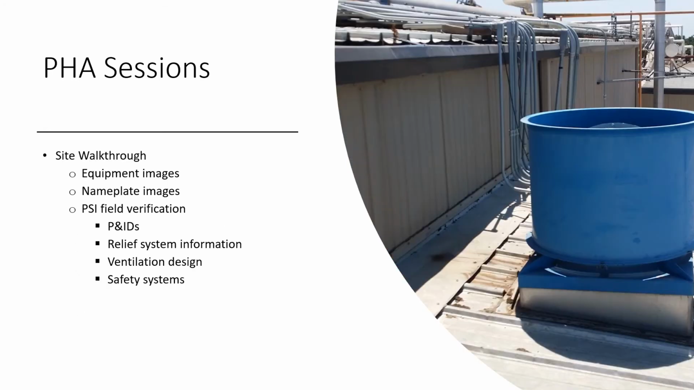The Resource Compliance PHA leader will need to spend time walking the site to collect relevant system information and analyze risks. At minimum, we will gather pictures of each piece of equipment along with their nameplates, as this information is valuable in analyzing the system. The site walkthrough is also used to spot check the accuracy of key process safety information documents like P&IDs, relief system information, ventilation design, and safety systems.